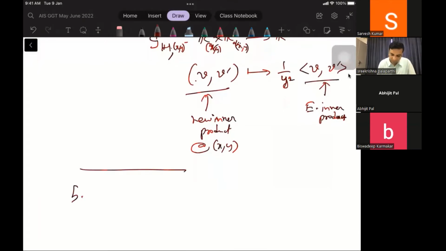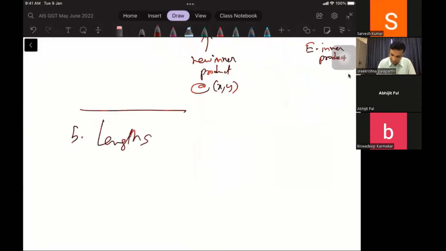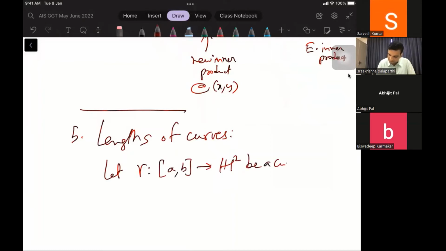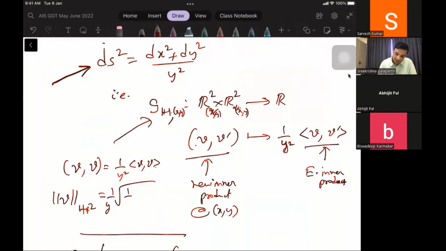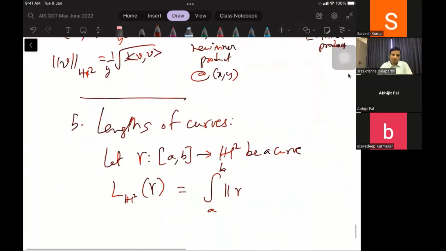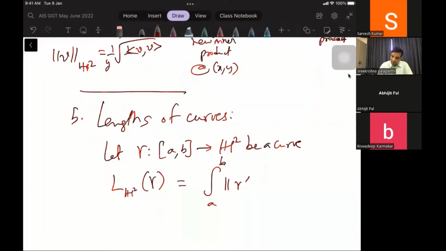Now I will talk about lengths of curves, since after all that gives us geometry. Let gamma from a to b into H be a curve. Then the hyperbolic length of this curve is defined through a norm. If I take v prime to be equal to v, I get 1 by y squared times the inner product of v with v. So the H2 norm of v is defined to be the square root of this, 1 by y times the standard Euclidean norm of v. Then we take the hyperbolic norm of gamma prime of t.